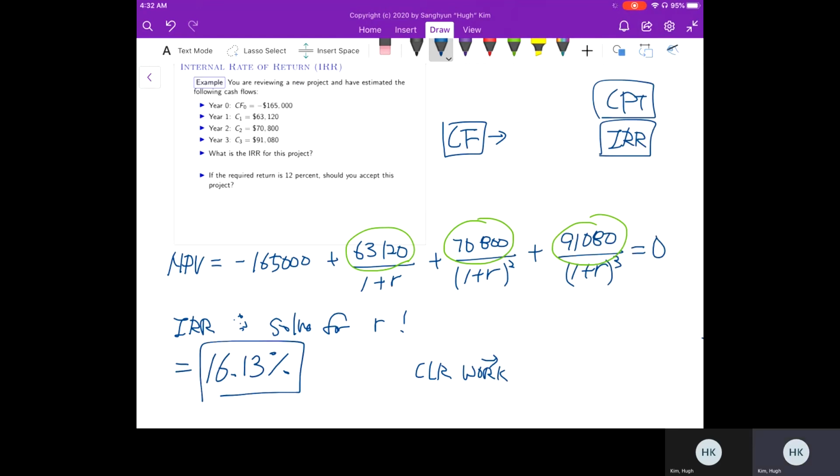Once we've computed the IRR, we can compare the internal rate of return with the required return for the project. Because IRR is greater than 12%, which is the required rate of return, we should accept the project.